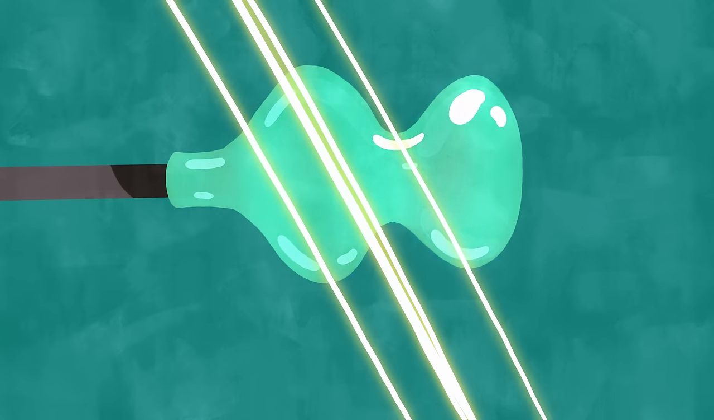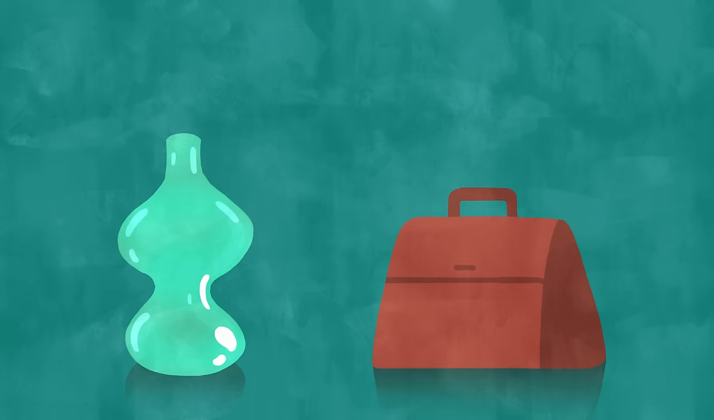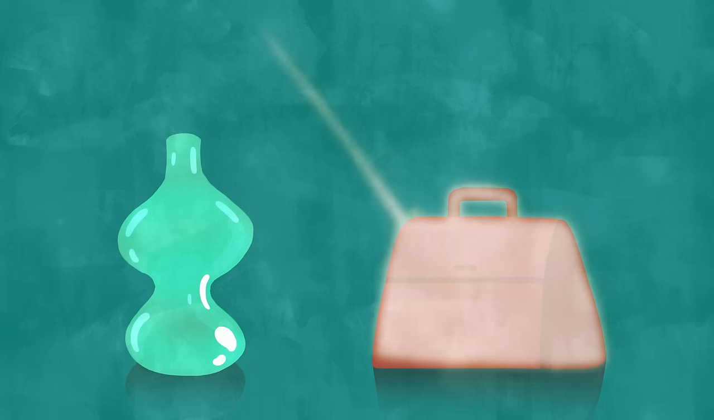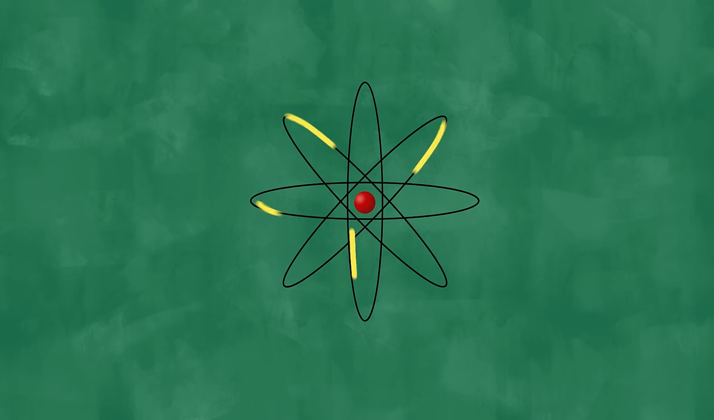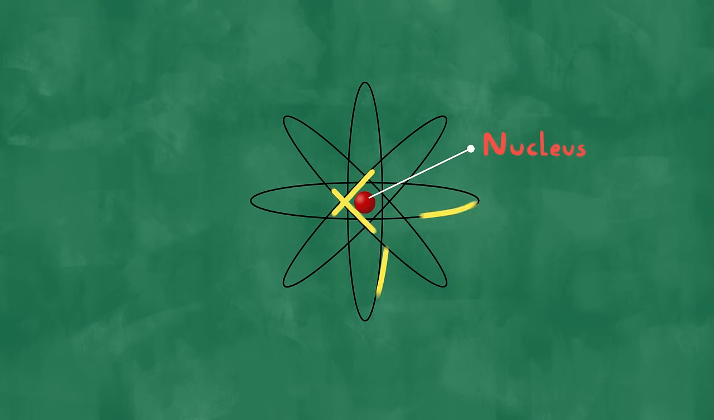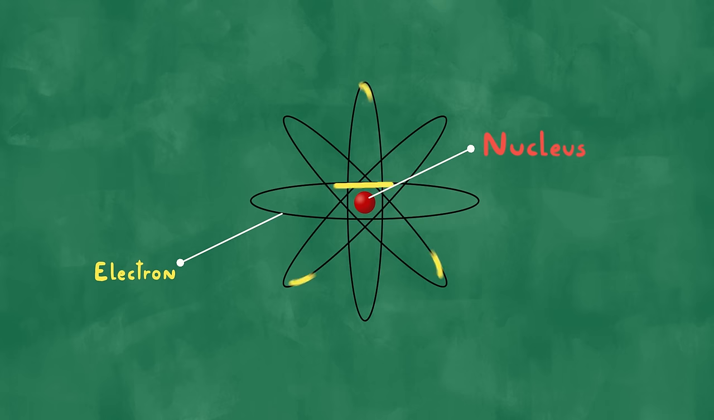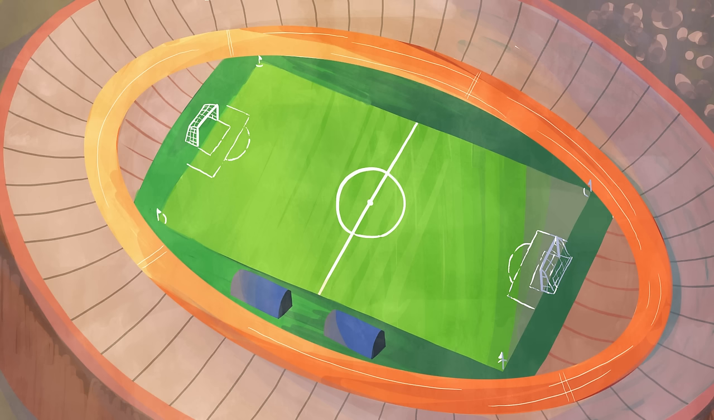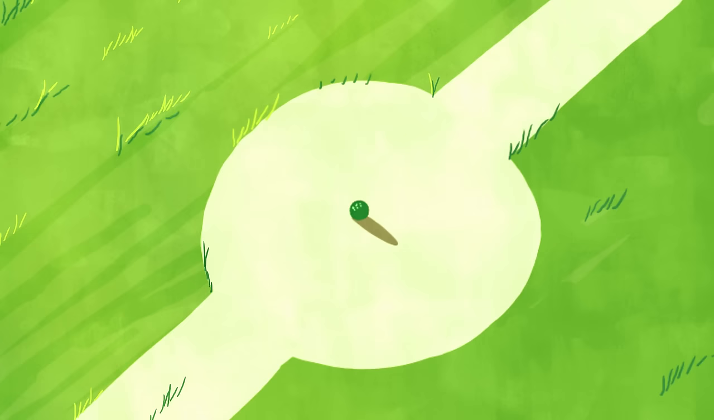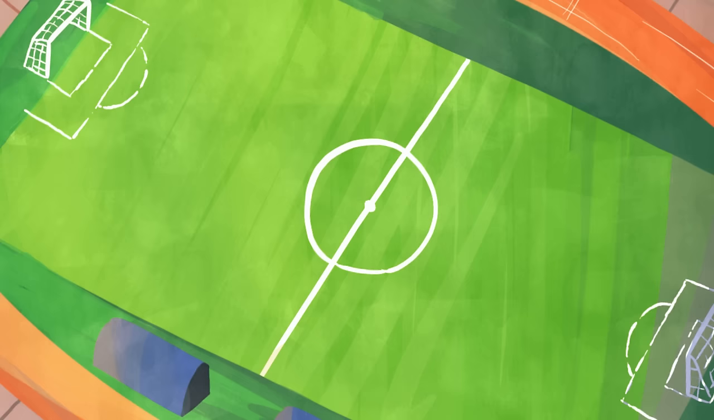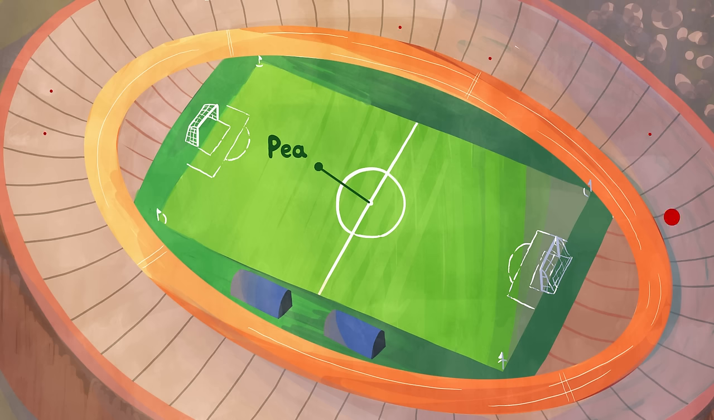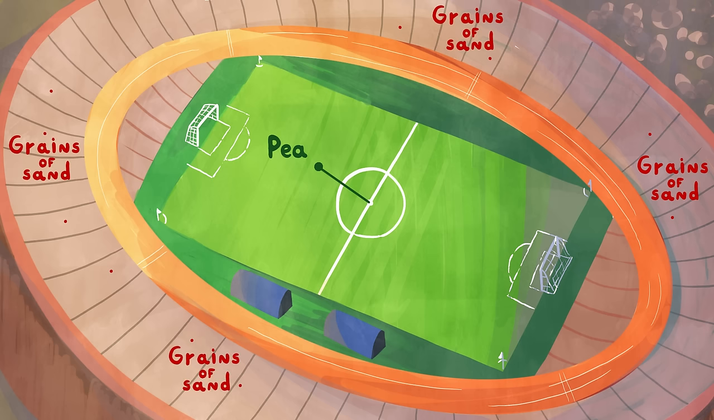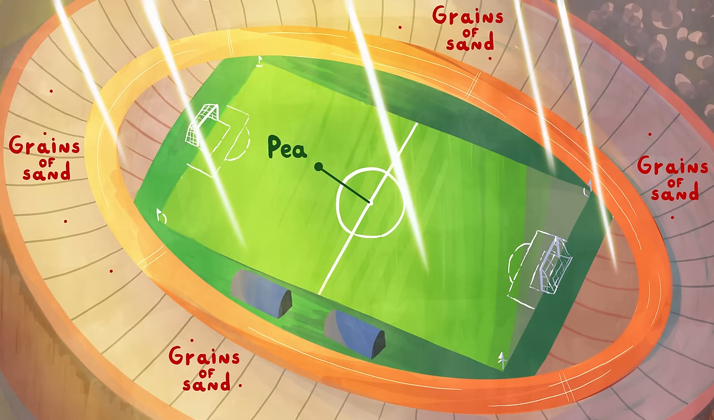But this still doesn't explain why light is able to pass through glass rather than being absorbed as with most solids. For that, we need to go all the way down to the subatomic level. You may know that an atom consists of a nucleus with electrons orbiting around it, but you may be surprised to know that it's mostly empty space. In fact, if an atom were the size of a sports stadium, the nucleus would be like a single pea in the center, while the electrons would be like grains of sand in the outer seats. That should leave plenty of space for light to pass through without hitting any of these particles.